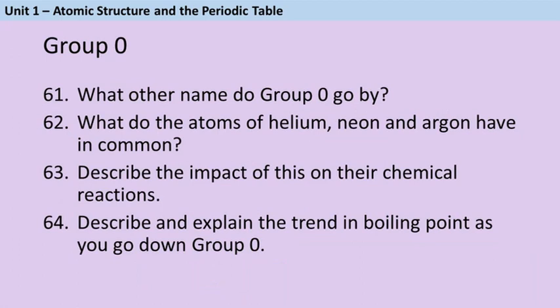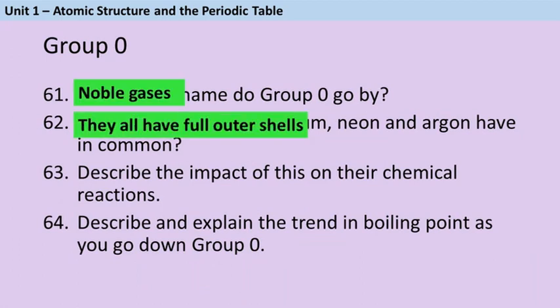Group 0 are known as the noble gases, because noble means unreactive. Helium, neon and argon all have a full outer shell, so helium has 2 electrons in its outer shell, and then all the others have 8. This makes these atoms incredibly stable. They basically never form compounds unless they're forced to, and even then it's only the larger elements that are able to do this.